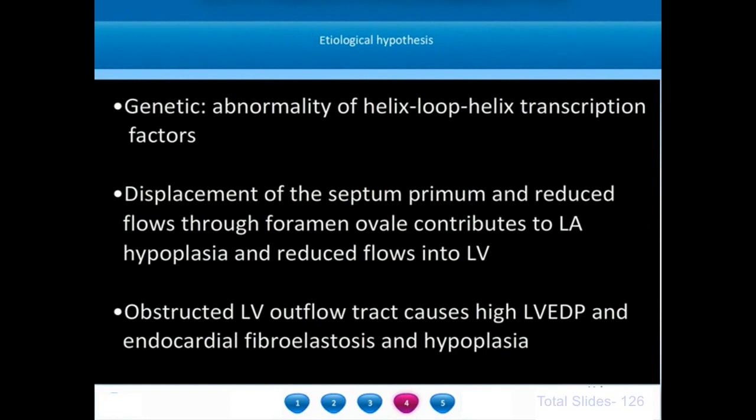There are various theories that have been given for the etiology of this disease. Certain genetic abnormalities in the transcription factors have been determined. A displacement of the septum primum, which causes a reduced flow of blood through the foramen ovale from the right atrium into the left atrium in the fetal life, contributes to LA hypoplasia and reduced flows into the LV. This is one of the hemodynamic theories proposed.